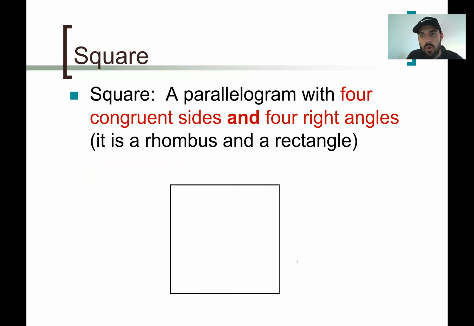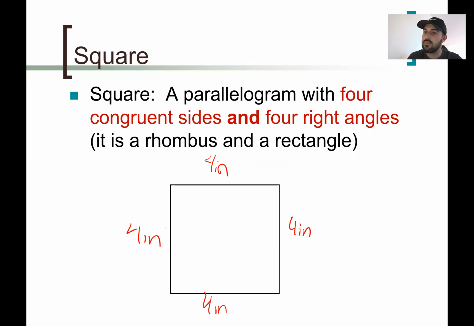Okay, this is the perfect one, right? This is the only regular polygon amongst quadrilaterals. It is the perfect quadrilateral. Why? Let's get into it. It is a parallelogram. It has 4 congruent sides. So what does that mean? So if this is 4 inches, this side is 4 inches, and this side is 4 inches, and this side is 4 inches. So all sides must be congruent, kind of like a rhombus.